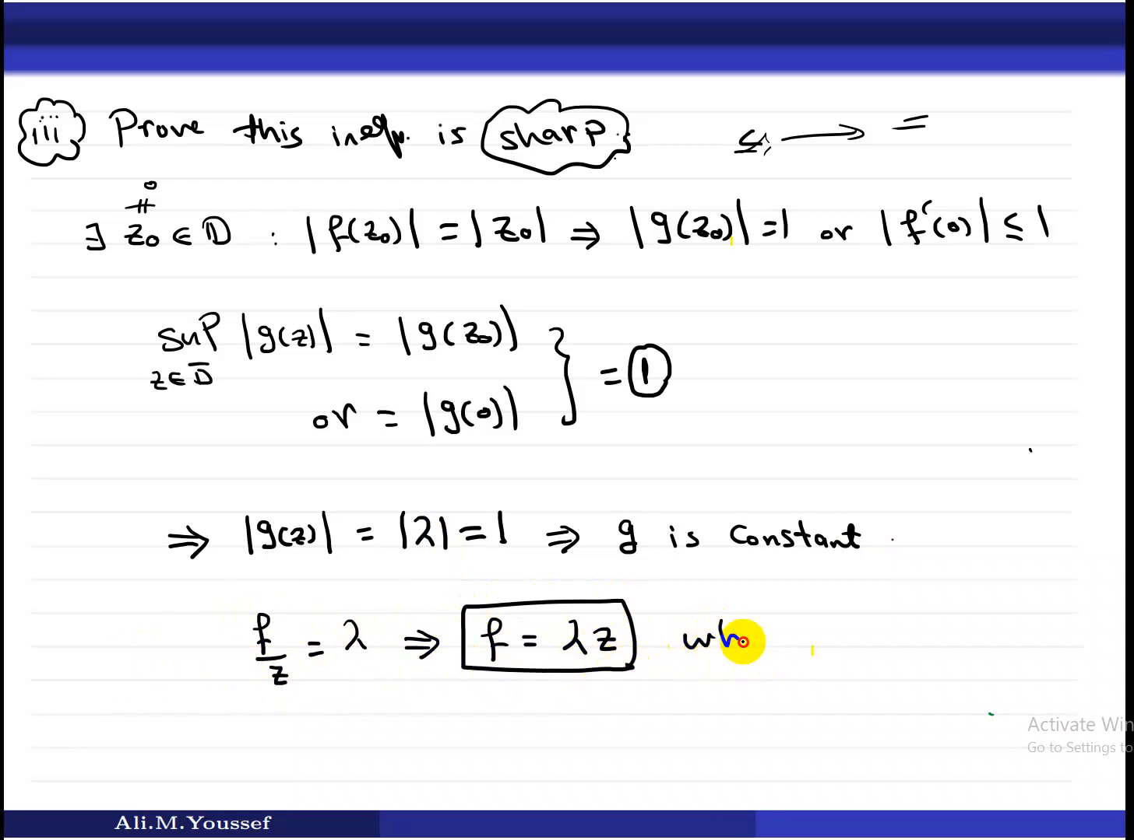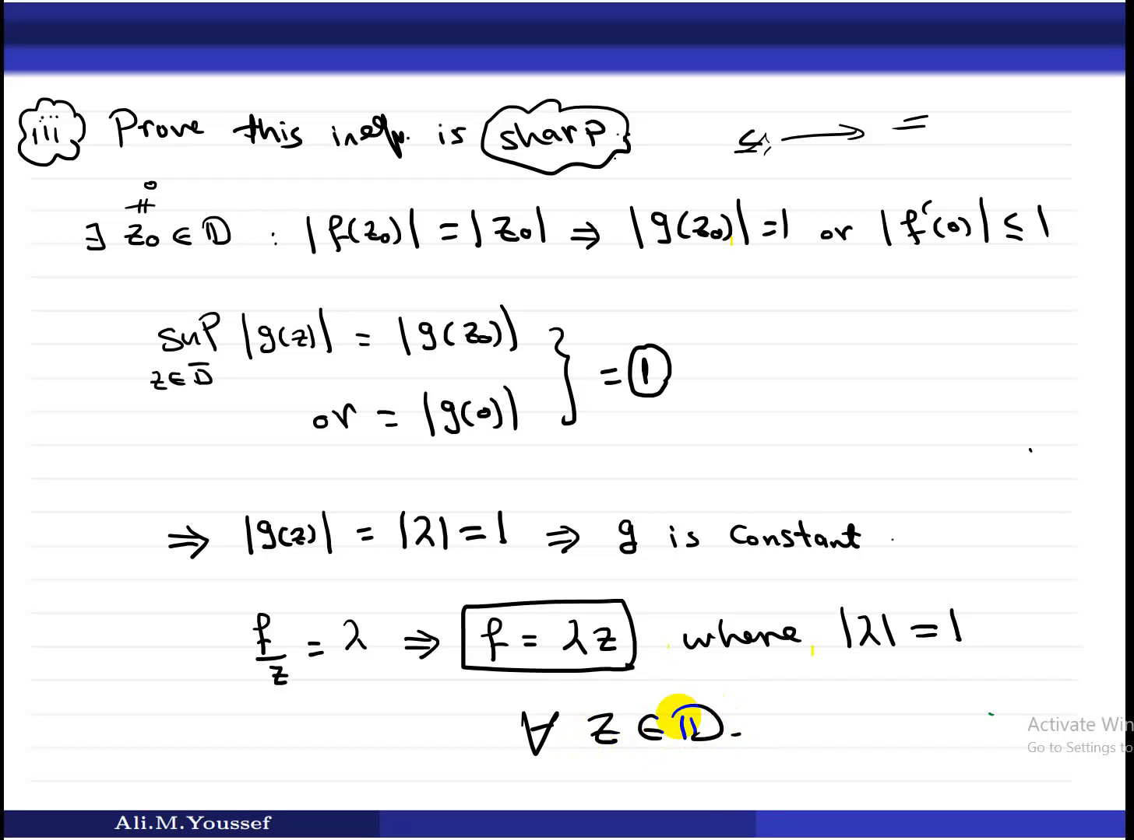where the modulus of lambda is equal to 1. Why? Because we take the modulus here, we find the modulus of g is equal to the modulus of lambda, which is equal to 1. And this is for all z in D. Why? Because we took z naught as an arbitrary point. So this is the first result for us.